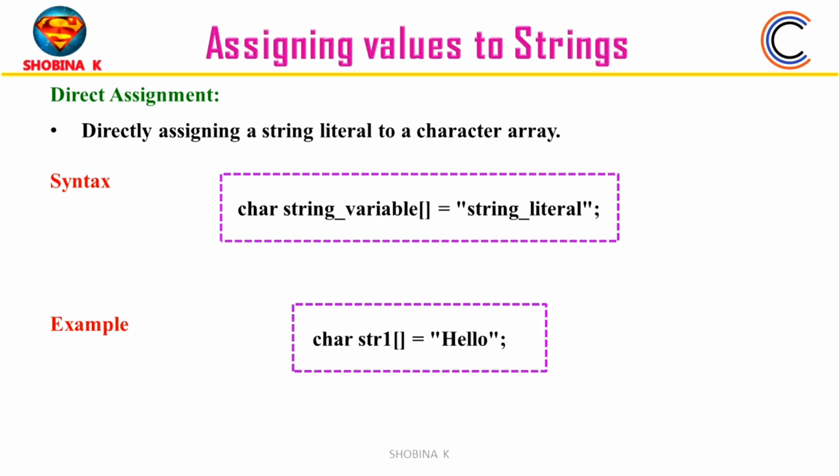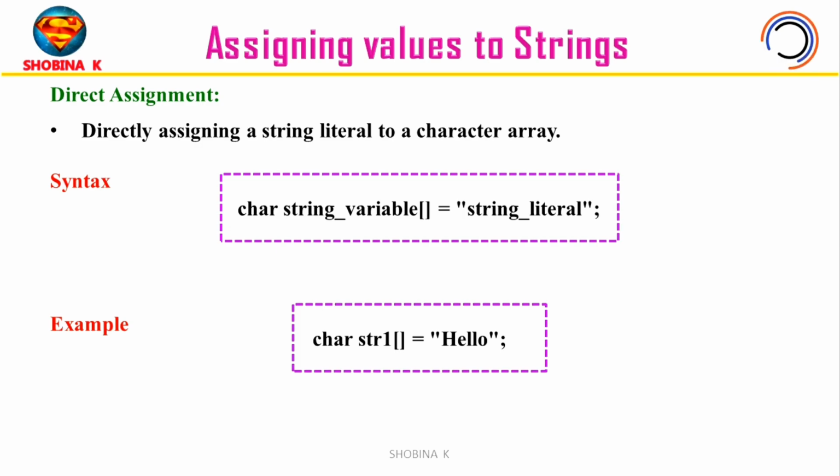String literal: this is the string literal being assigned to the array. String variable contains the characters string underscore literal followed by a null terminator. Look at the example. Here we declared an array named str1 and initialized it with the string literal hello. The array size is determined by the compiler based on the length of the string literal. So the resulting str1 array will contain the characters hello followed by a null terminator. In this method, the string hello is assigned to the array str1 at the time of declaration.